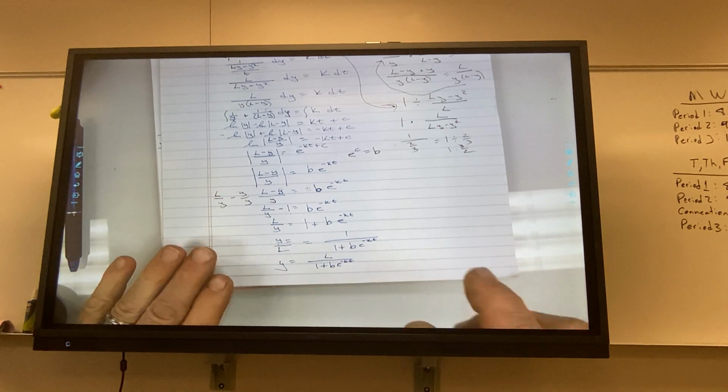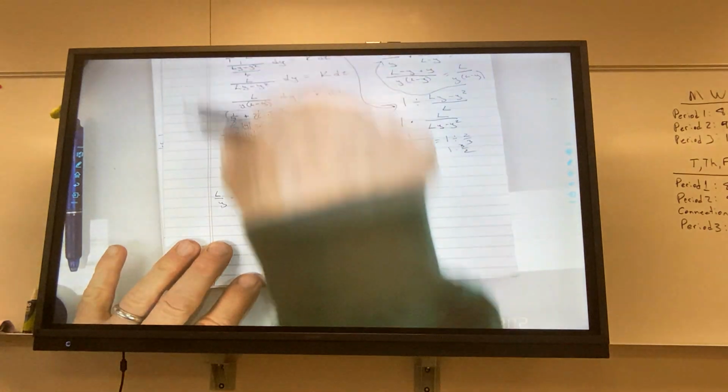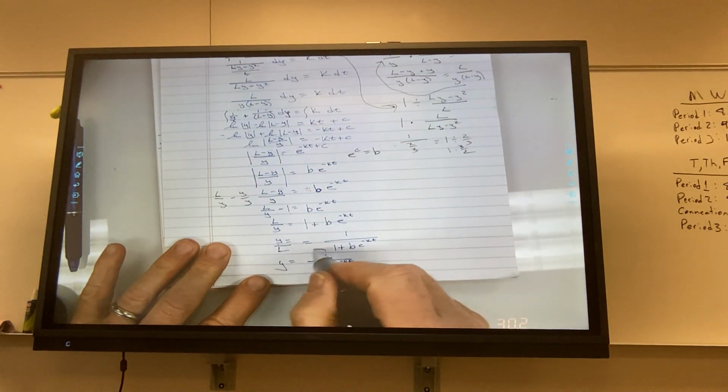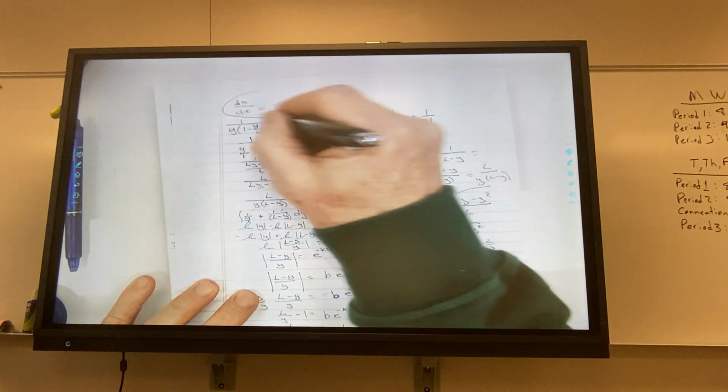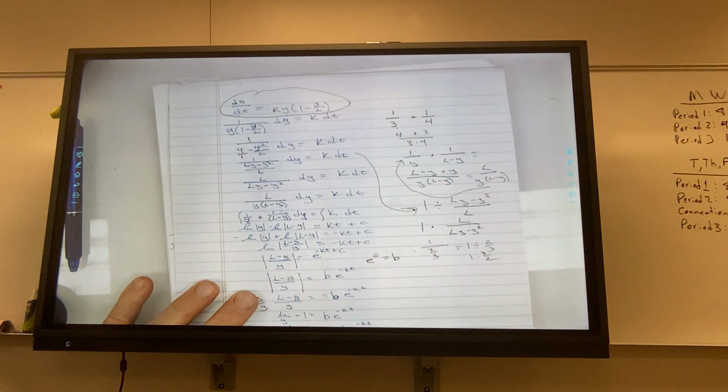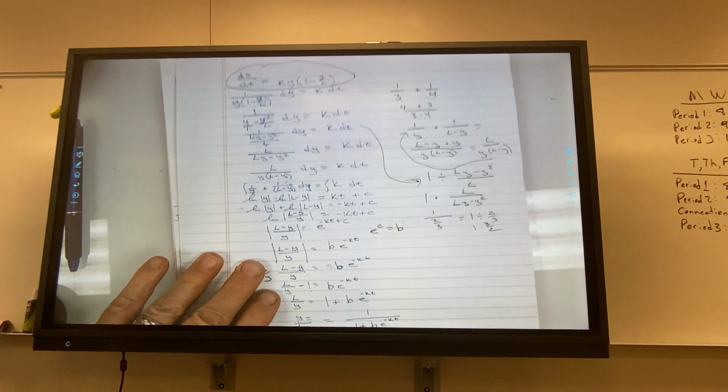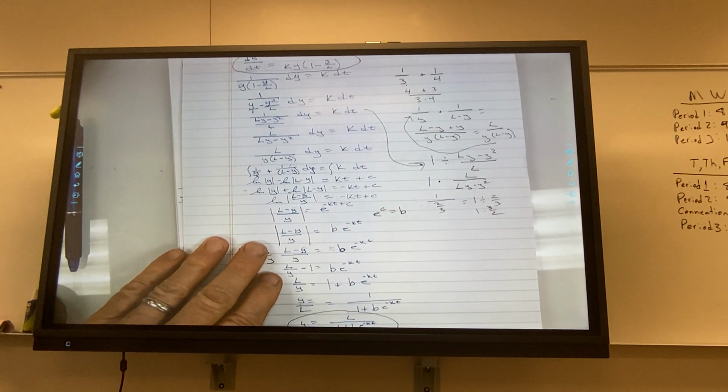Okay. Again, you don't need to do this. You need to know this, and you need to know this. Okay? But you can solve that differential equation. Okay?